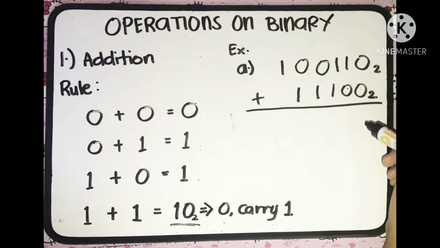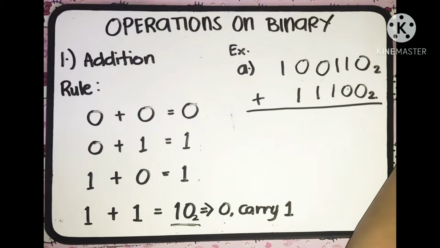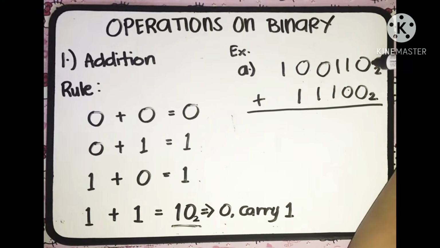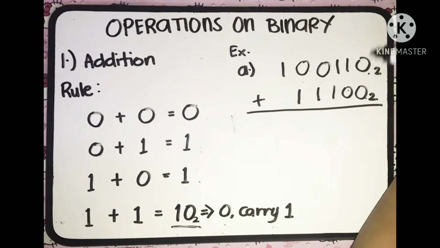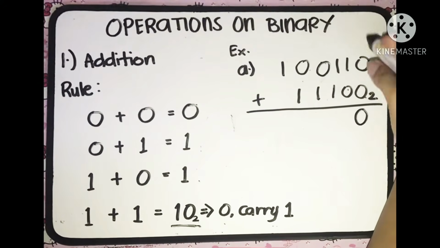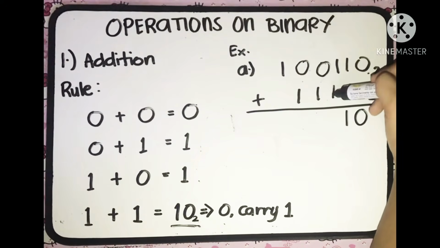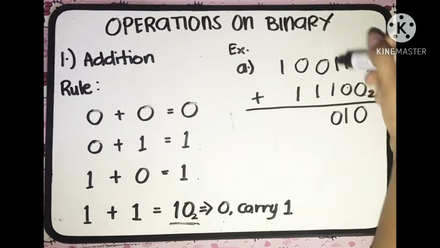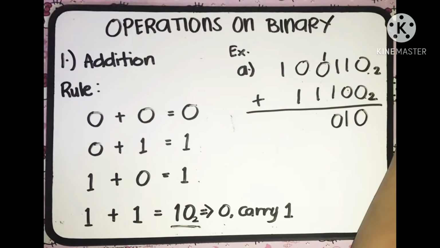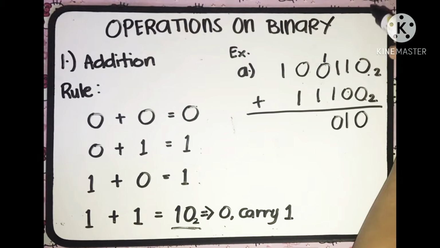Okay, applying these rules dito sa example. So, we'll start from the rightmost. So, we have 0 plus 0, it is equal to 0. 1 plus 0 is equal to 1. Then we have 1 plus 1. So, we'll have 0 carry 1. So, ganon yung pagsulat natin kapag may 1 plus 1 tayo.